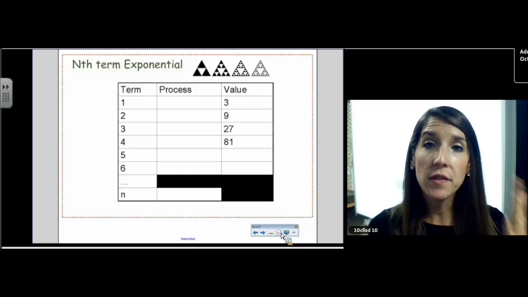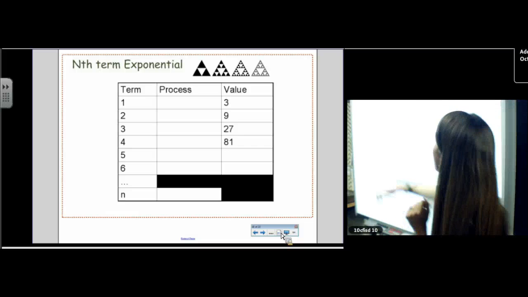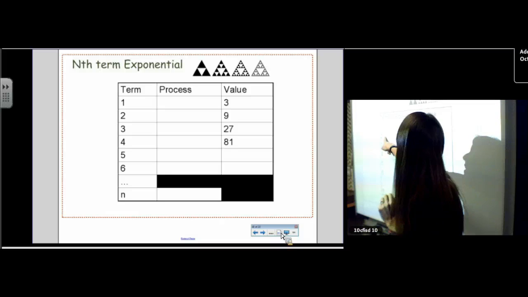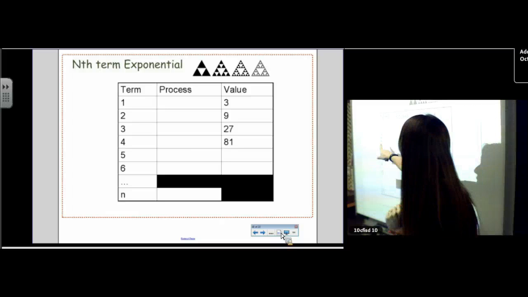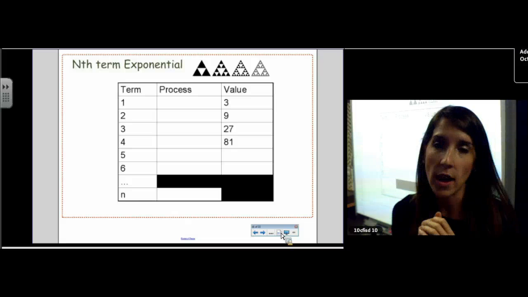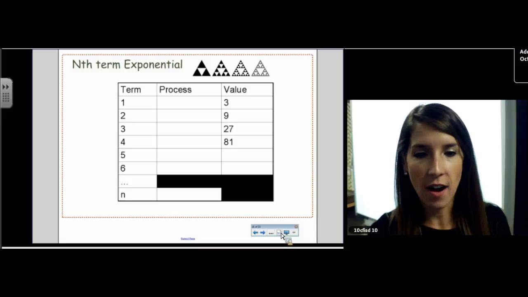So what you would do if someone asked you this problem is you would organize yourself. You would say, hey, in the first step, there's 3 shaded triangles. In the second step, I counted 9. In the third step, I counted 27. In the fourth step, I counted 81. You would organize your data. And then you would say, I need to figure out a pattern.